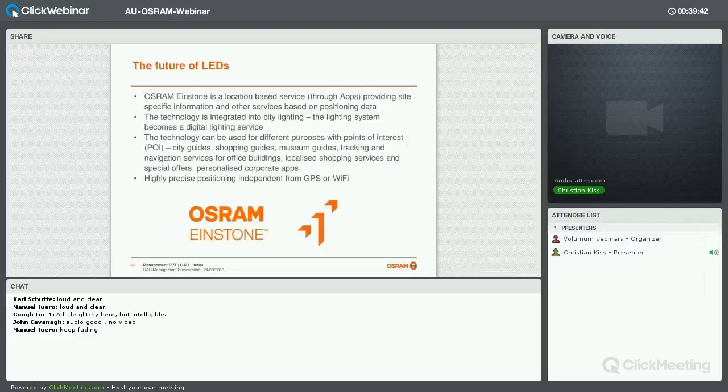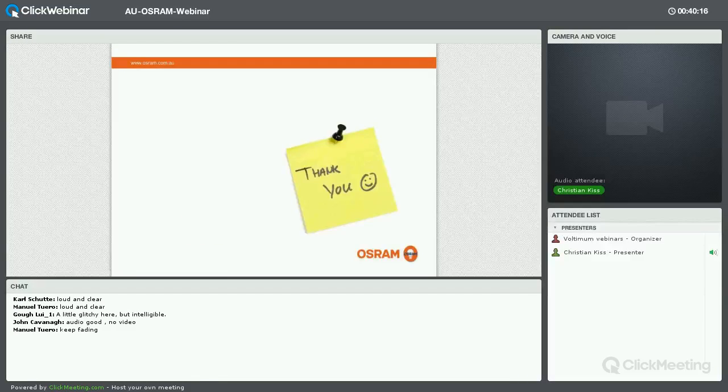Basically, the way it works is if you're in a particular area or town, based on where you're located, which is obviously detectable by these Einsteins in the luminaires in the streetlights themselves, it will localize information based on that. And it's very precise positioning, which works independent of GPS or Wi-Fi. So that's something that OSRAM specifically has been working on in terms of new developments in smart lighting. So with that, that's basically the end of my presentation.